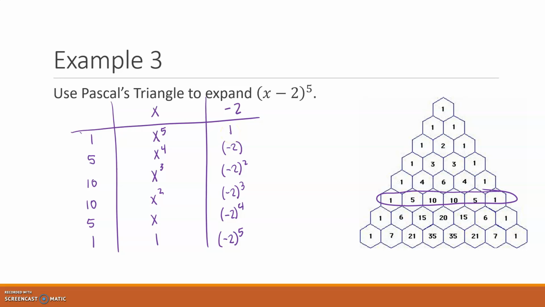All right, let's do a little simplifying. Negative 2 squared would be positive 4. Finish off these last 3 terms. What do you get for these? Negative 8, 16, negative 32.